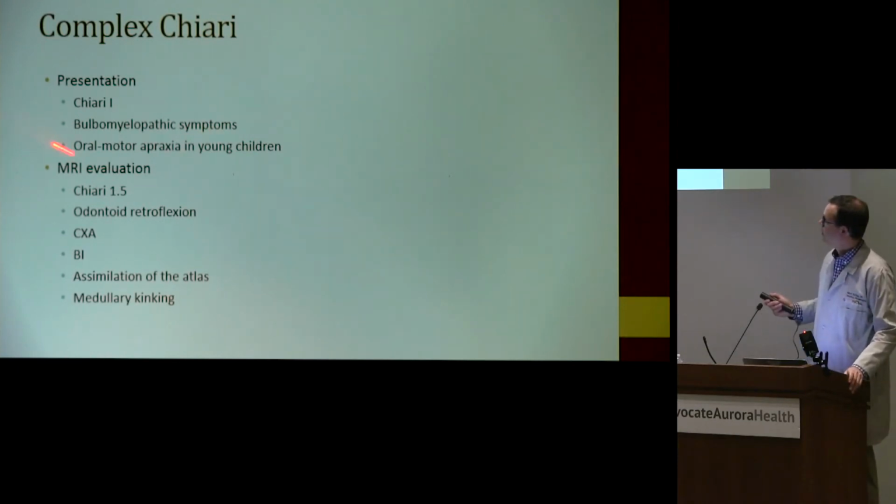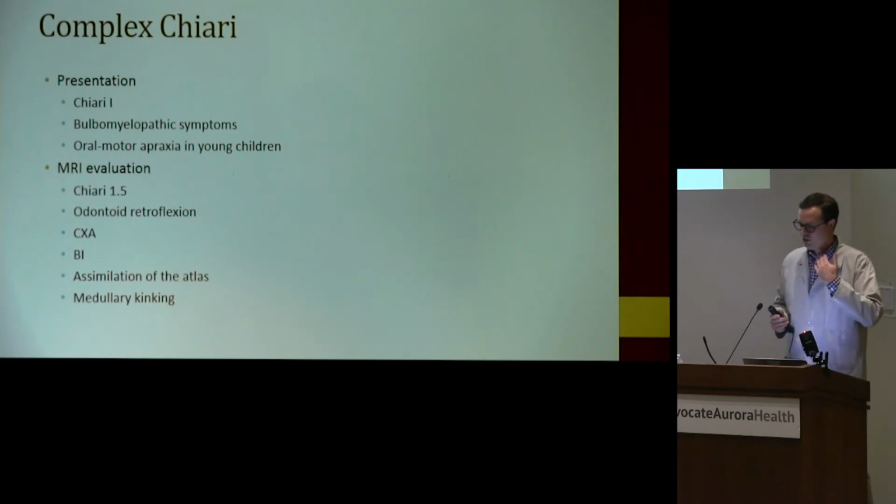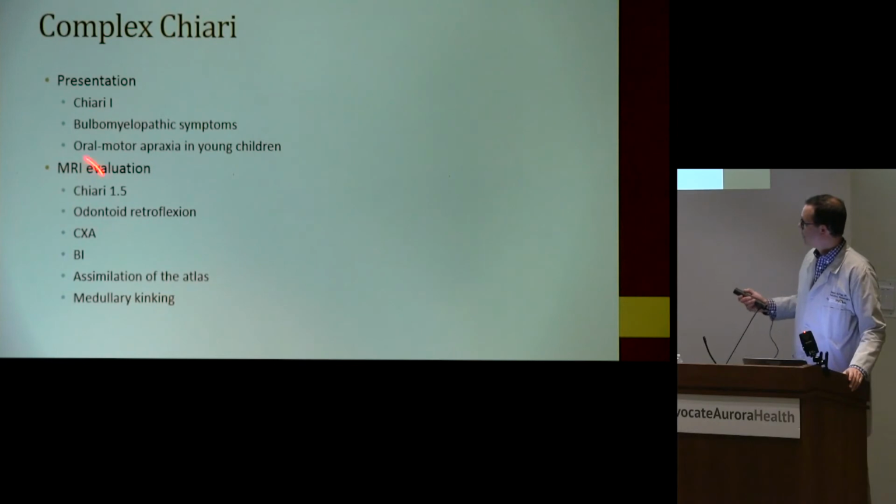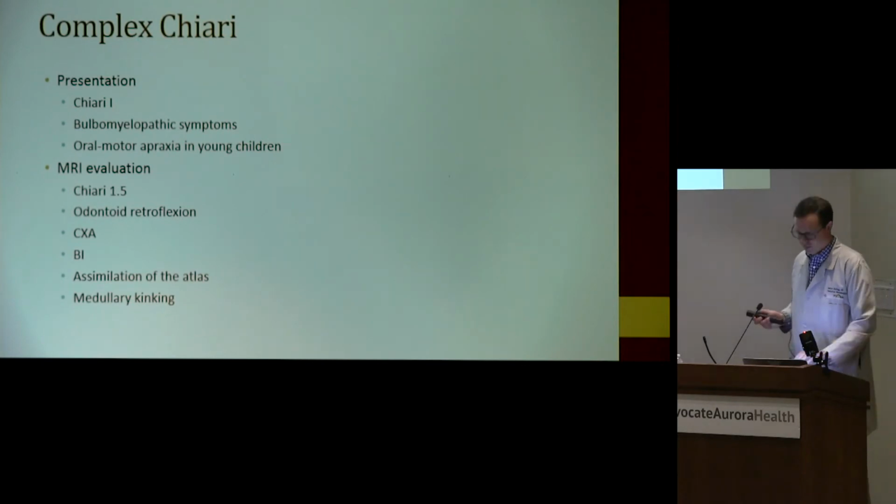Okay. And then young kids, they can get something called oral motor apraxia, which is where they can have a difficult time coordinating their soft palate, tongue, and jaw to eat and produce speech and things like that. So what's the evaluation? We kind of talked about it, but MRI is the most important thing, and you look for all of those features that we just talked about.